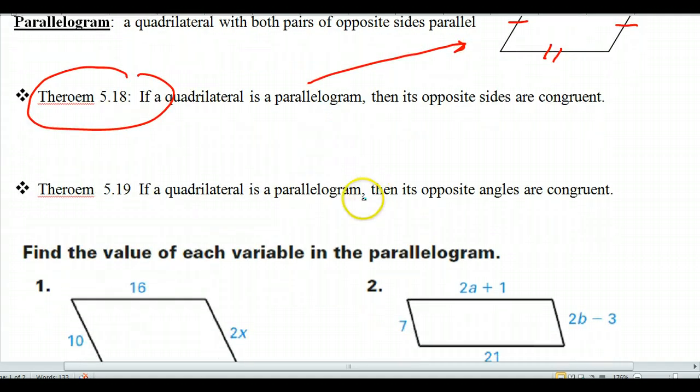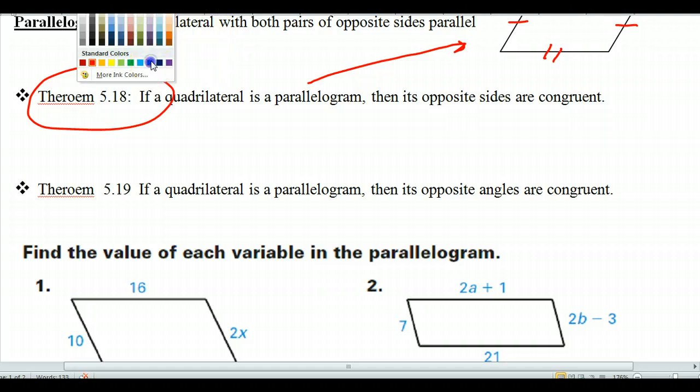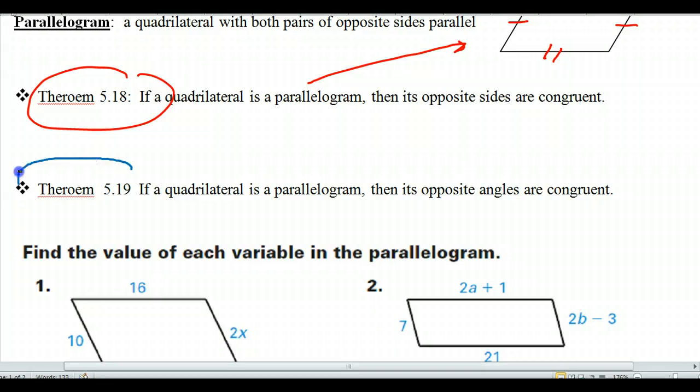Mr. Burton, do we need to memorize it by number? No, you do not. I don't care about 5.18. And then theorem 5.19. We change colors. Okay? If the quadrilateral is a parallelogram, then opposite angles are congruent.